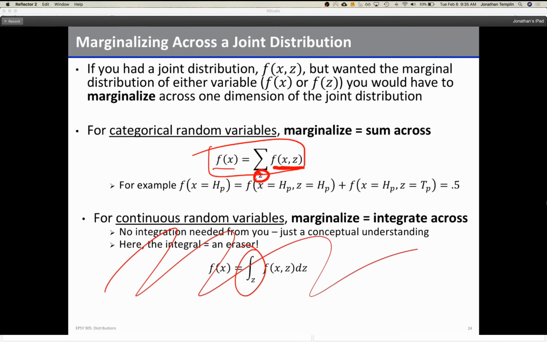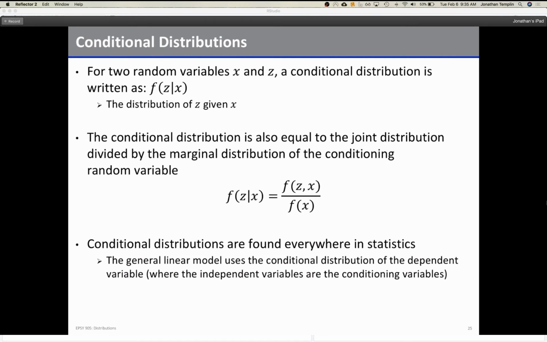But no, really what happens is that the integral itself acts like an eraser. You can think of the integral as a very complicated sum, so it's basically doing the same thing. If I want to get the distribution of x, I need to erase the distribution of z, so I put it in this integration function. But we don't need to know calculus for this class, so it's okay.